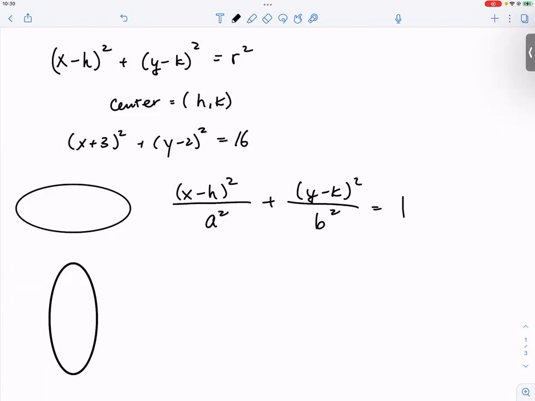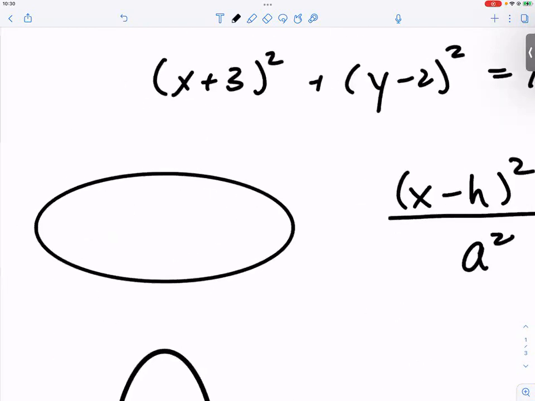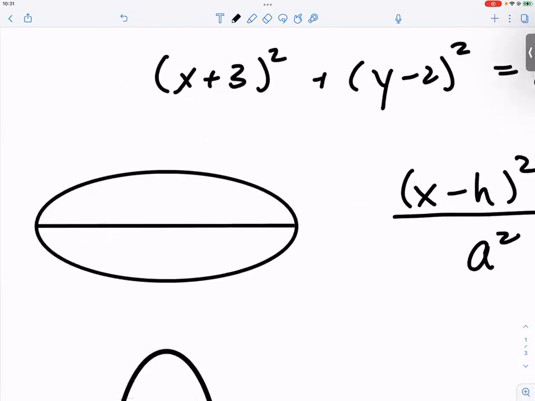And if it is the vertical ellipse, then everything will be swapped. Oops, sorry, (x minus h) squared, (y minus k) squared. The a squared will be underneath the y. Okay, like this. And like I said, I need you to label the diagrams here, label the ellipses here. So this is the major axis. This is the minor axis.